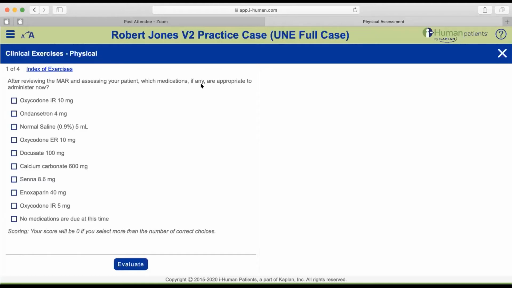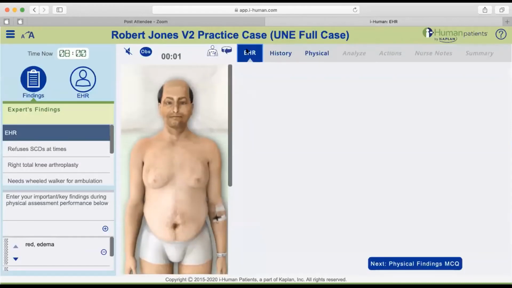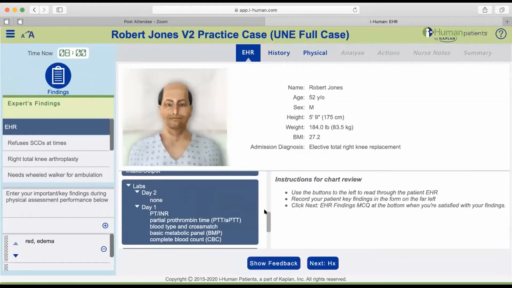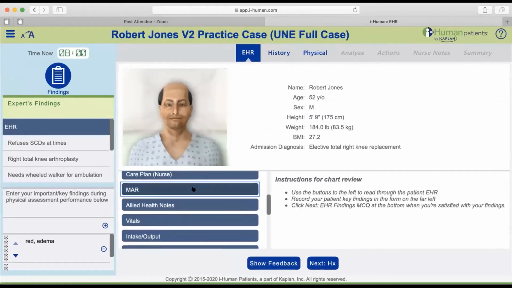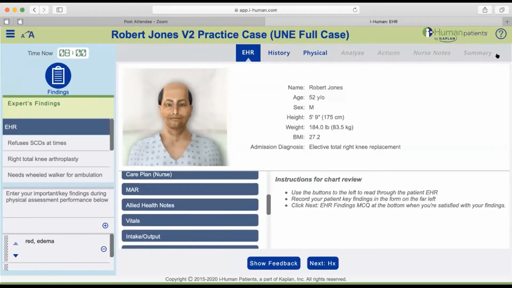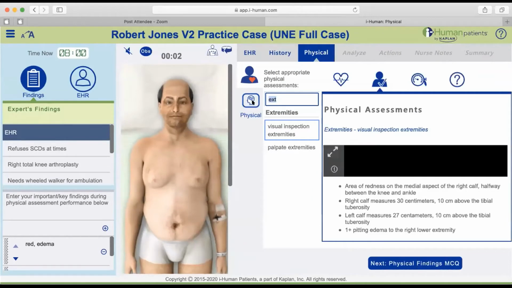What medications are needed? Well, if I don't remember the MAR, I can actually close this, go back to my EHR, close the expert findings, and I can pull my MAR back up if your students need to do that. We looked at that pretty closely. So I'm going to go back to my question here.